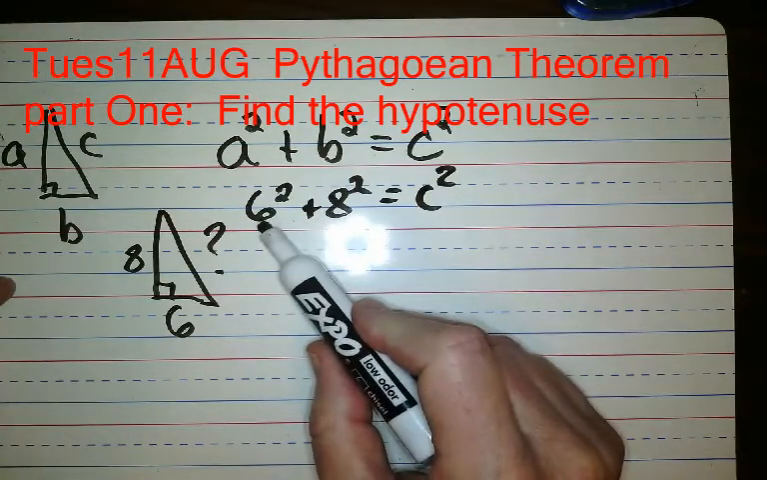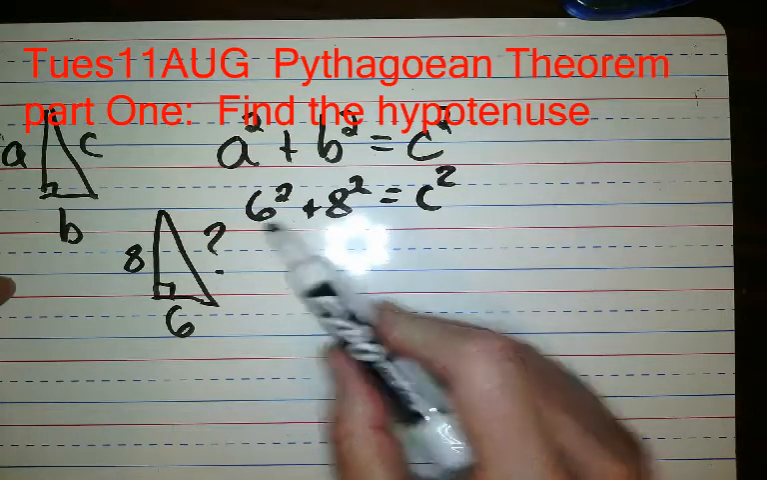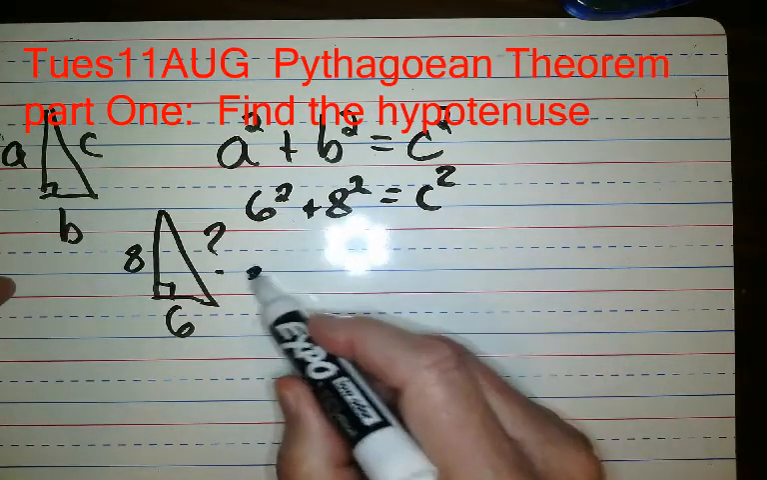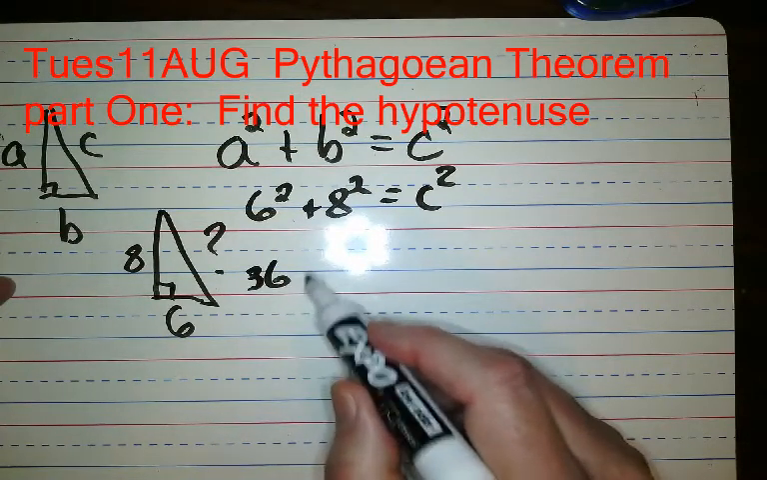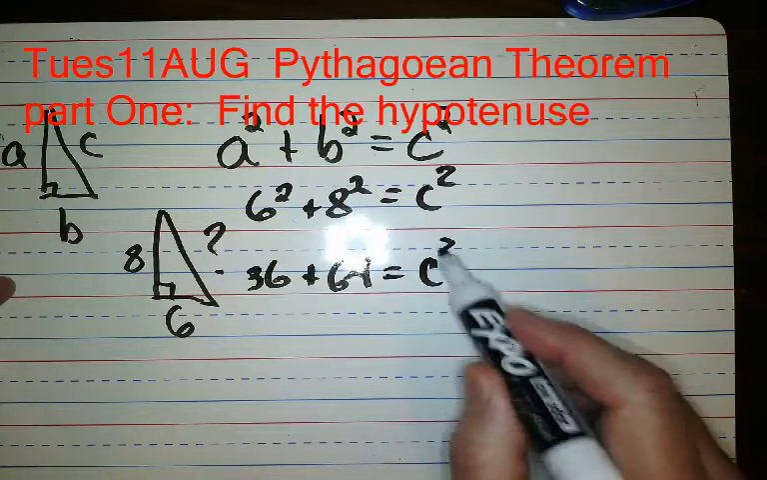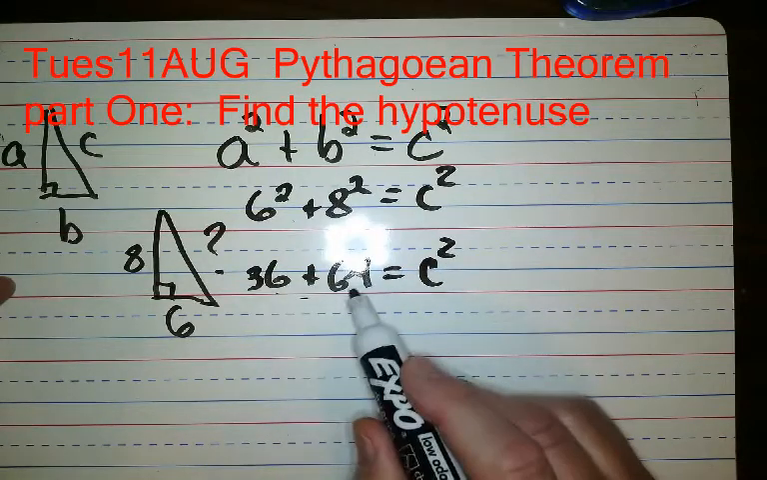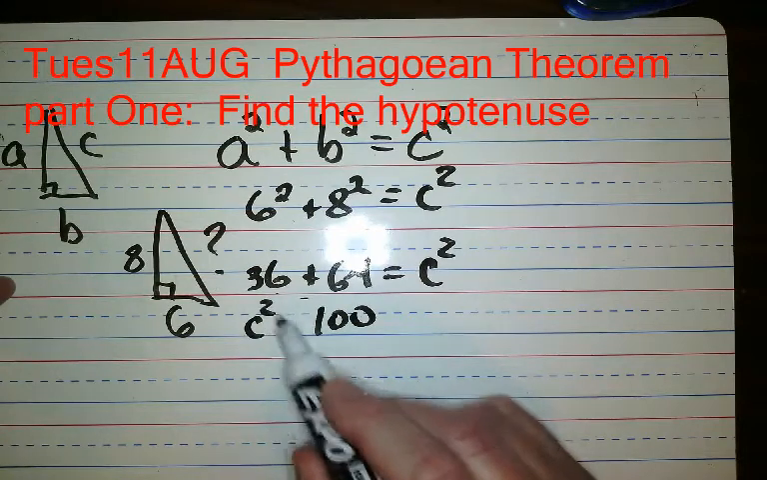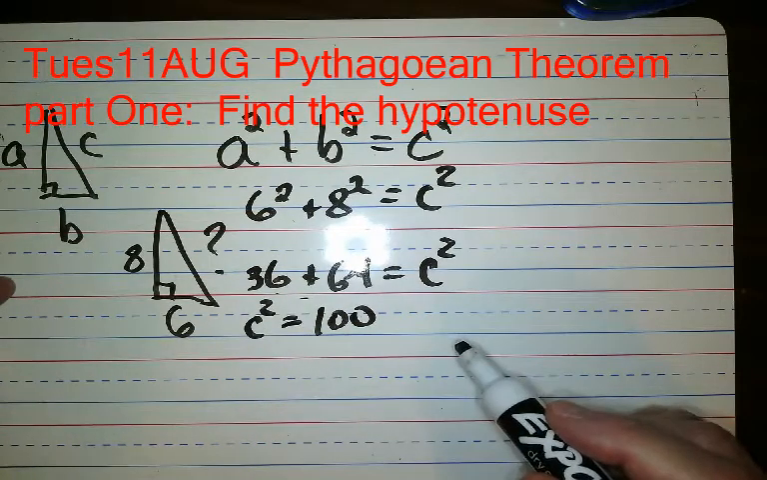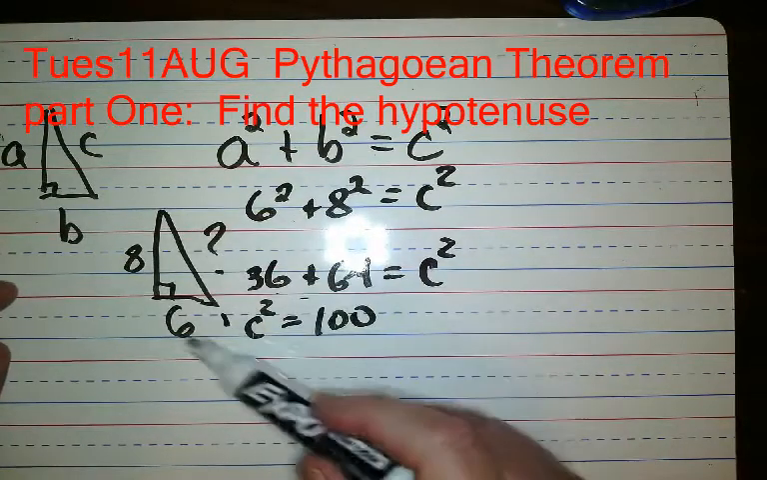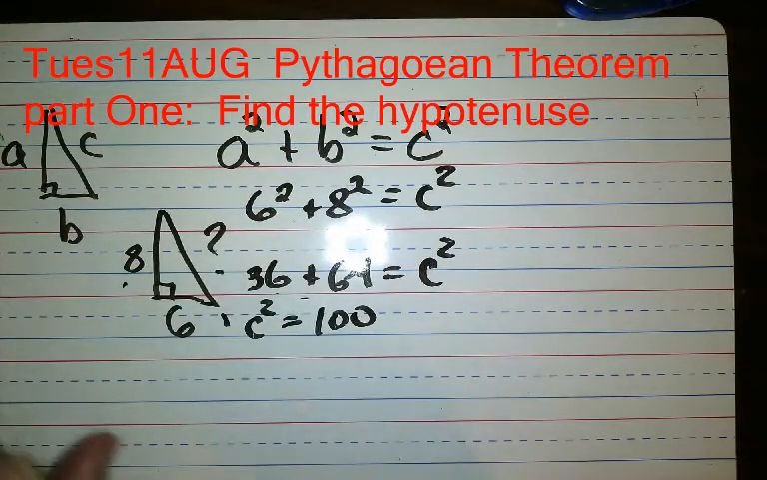Now I know 6 squared is 36 and 8 squared is 64. So I can say 36 plus 64 is c squared. Well, if I add those together, that's 100. That means I know c squared equals 100. But this side cannot be 100. There's no way that could be 100. If this is 6 and that 8, that cannot be 100.